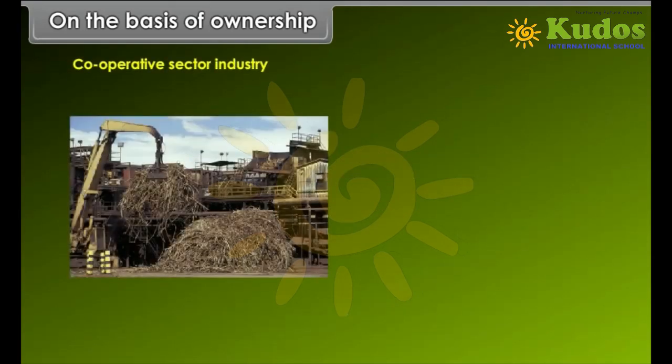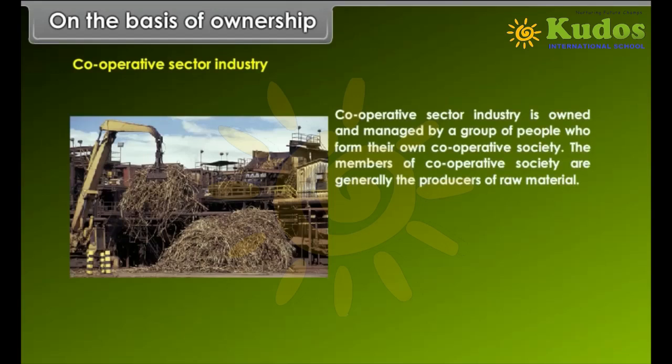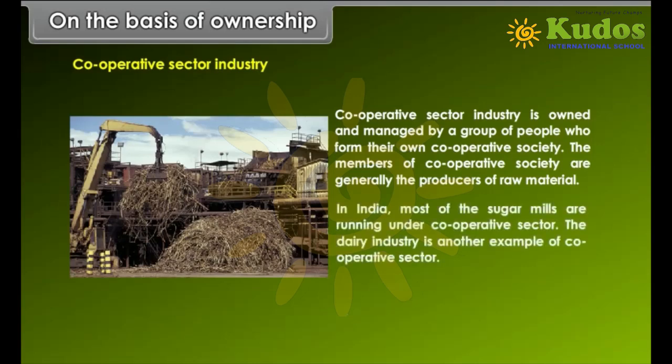Cooperative sector industry. Cooperative sector industry is owned and managed by a group of people who form their own cooperative society. The members of the cooperative society are generally the producers of raw material. In India, most of the sugar mills are running under the cooperative sector. The dairy industry is another example of the cooperative sector.